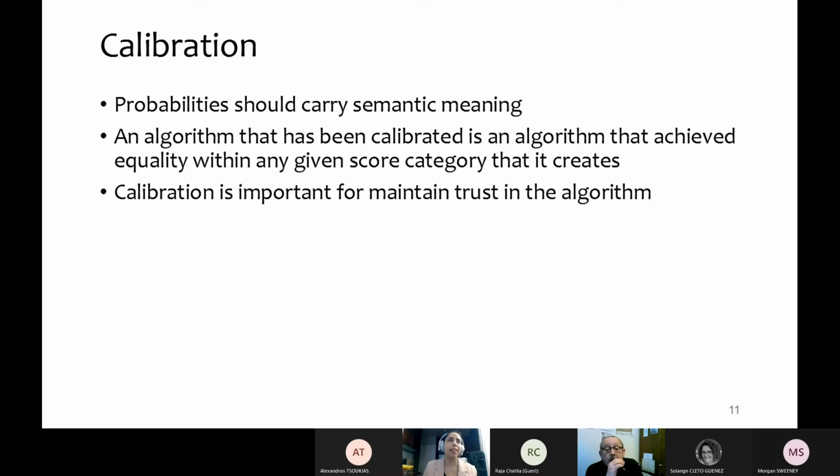Calibration is great, and equalized odds are both good. The problem is that mathematically, we cannot satisfy both of them at the same time, unless we have a perfect classifier, which never happens, as most of you probably know more than me, as you are more mathematical people.